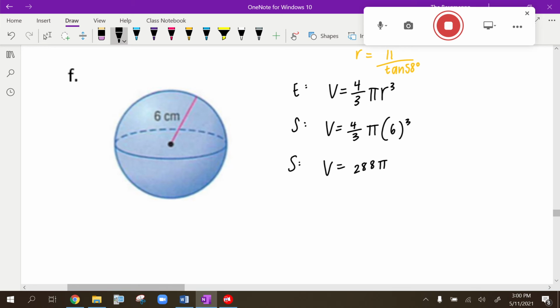Now, if we wanted to get an approximate answer, we could multiply this out on our calculator, and that gives us 716.283. So for our answer with units, the volume of the sphere is about 716.28 centimeters cubed.